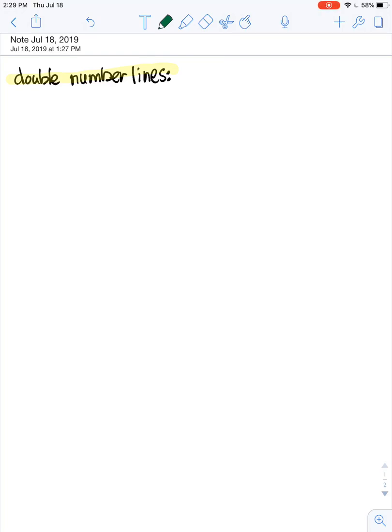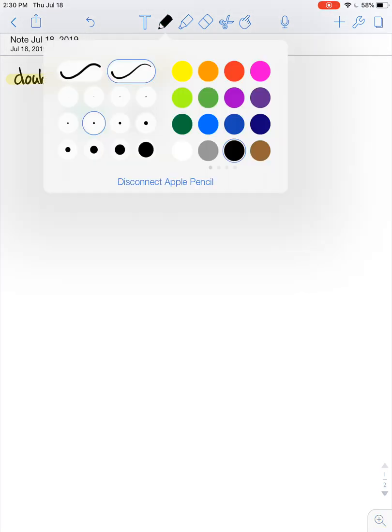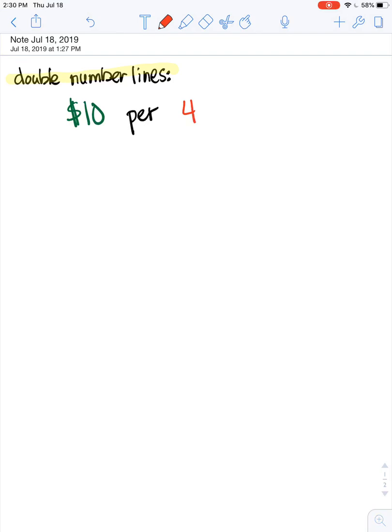Okay, so I'm going to talk about double number lines and using them to solve ratio equations. So let's just say you walked into a grocery store and you saw a sign that said it was $10 per 4 pounds of apples.